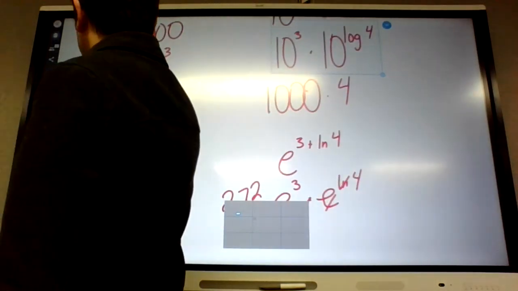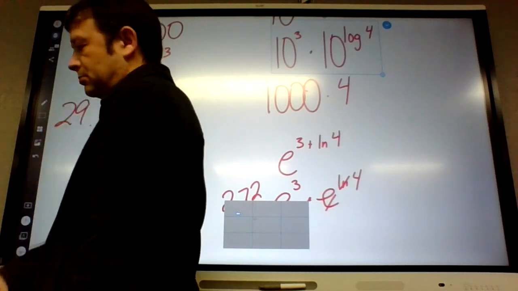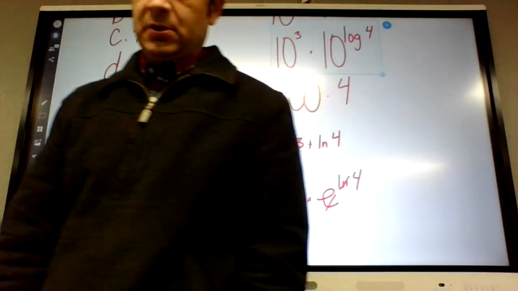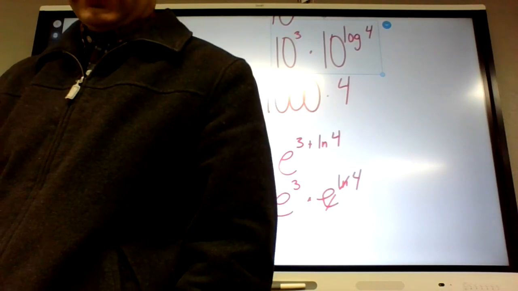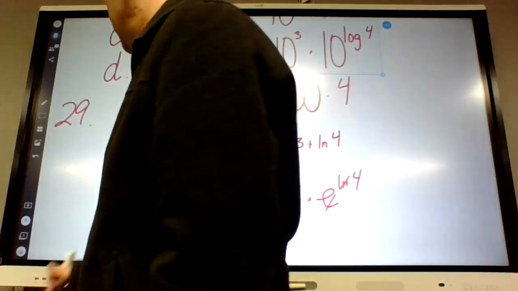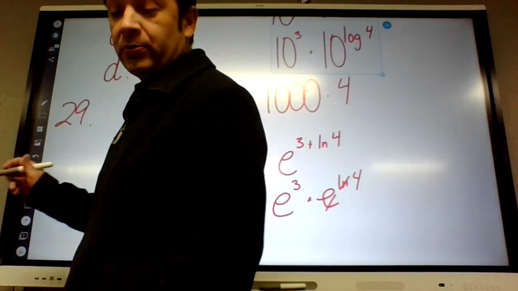They don't like the messy decimals because you have to round them off. All right, 29. We're getting there. Log y equals 2 log of x.